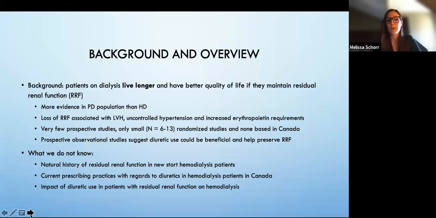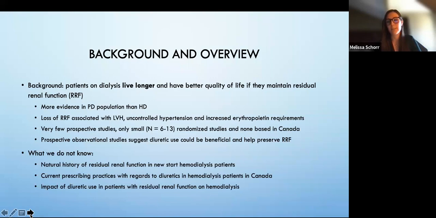We also know that loss of residual renal function is a bad thing. It's associated with left ventricular hypertrophy, uncontrolled hypertension, and increased erythropoietin requirements. In the peritoneal dialysis population, maintaining residual renal function not only improves control of LVH, blood pressure, and anemia, but it's been shown to improve control of volume status, nutrition, inflammation, bone and mineral metabolism, and phosphate control.